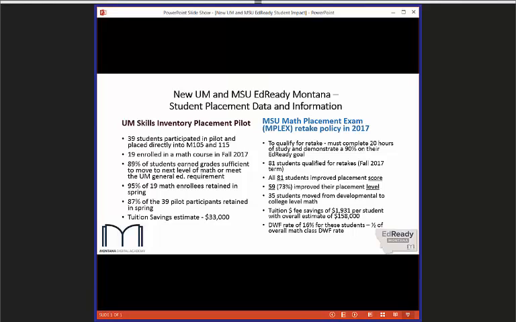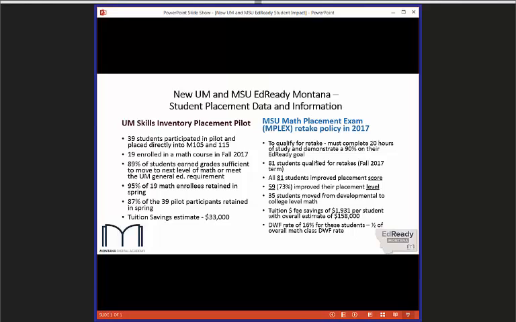All 81 students that took advantage of this increased their math placement score. So nobody that did more math tested lower on the NPLEX than when they didn't do the math. And then 59 of those 81, 73% of them, increased by at least one level of math.